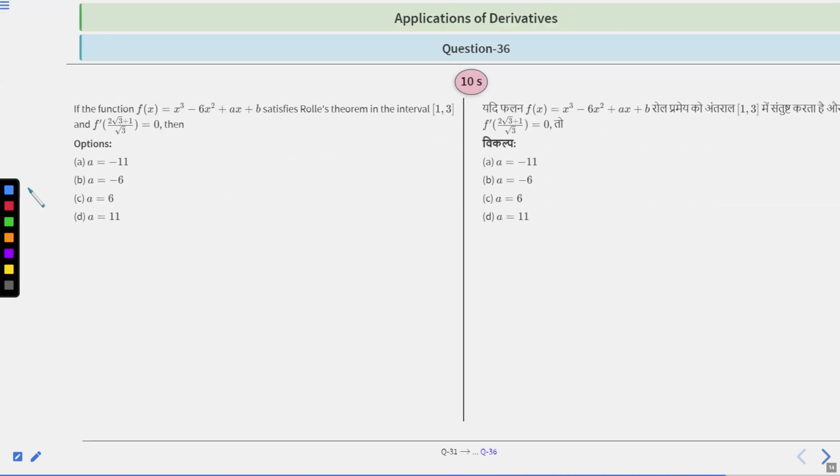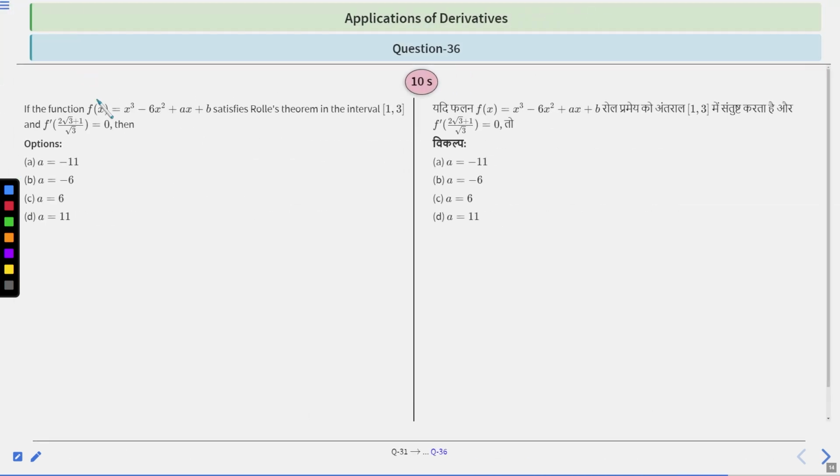Let's move to the next question. Question number 36, which says if the function f(x) equal to x cube minus 6x square plus ax plus b satisfies Rolle's theorem in the interval 1 to 3 and f dash of (2 root 3 plus 1) upon root 3 equal to 0, then which option is correct?